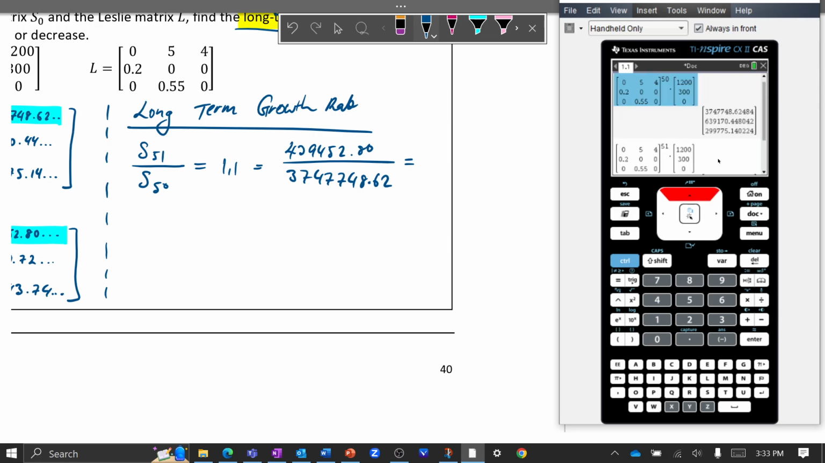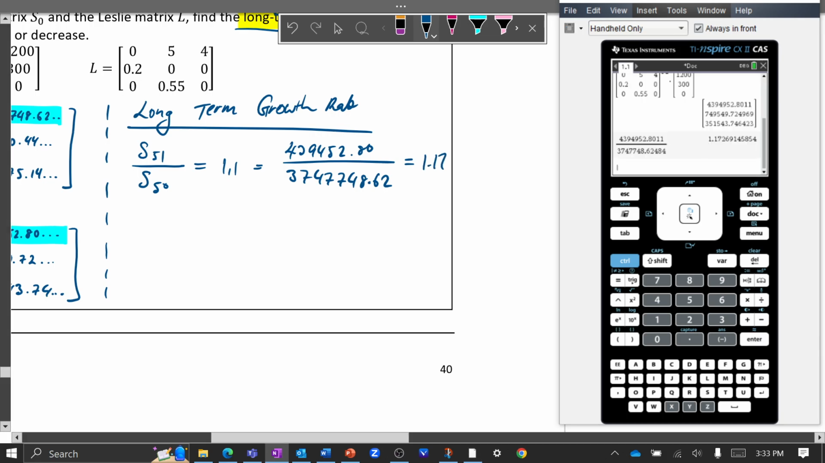Divide. So don't actually type it out. Bring up your cursor here, hold down that shift button, and then go across. I can't do it because I'm on the computer and it doesn't let you, but you can do it on the handheld. And we're going to end up with 1.17. And then you're going to do the same thing.